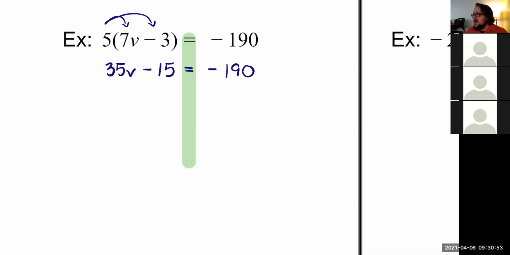So again, by design, no like terms, the variable's not on both sides. So we again jump to step 4, get that variable by itself. What would we move next? That negative 15? And how would you get it to disappear on the left? Add it to both sides. It's all about the opposites.